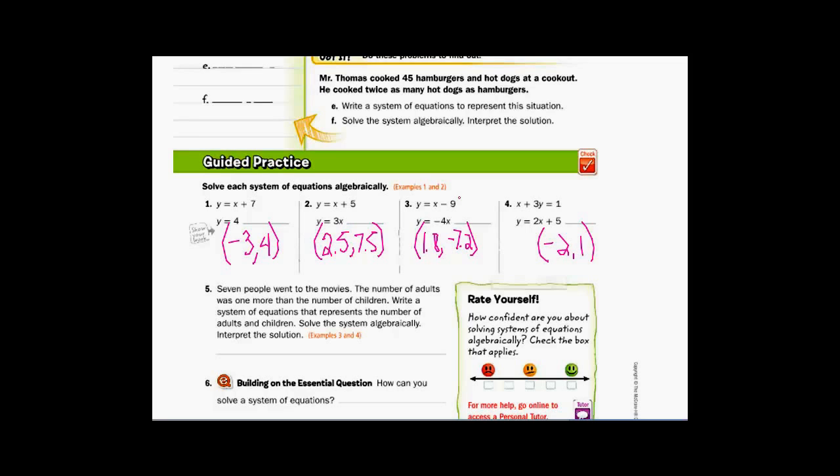Okay. And let's try one more. That's number 5 here. Sample answer: y equals x plus 1, because it says the number of adults was 1 more than the number of children. And the other one, it said that there were 7 people altogether. So that means y plus x equals 7. So what is my answer? 3, 4. There were 3 children and 4 adults that went to the movies.